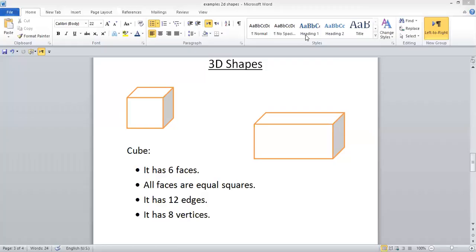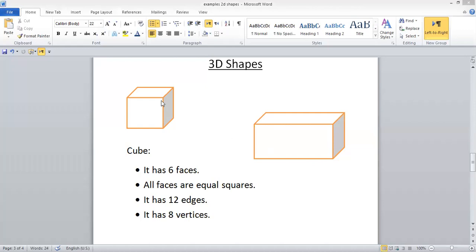You have to tell me how many faces are there in a cuboid. Yes, guys, how many faces are there in a cuboid? Six. Six. Very good, very good.